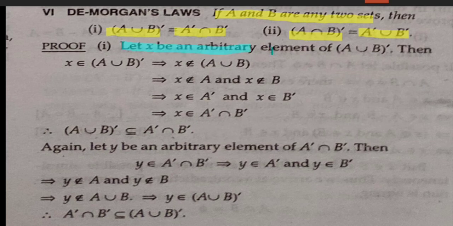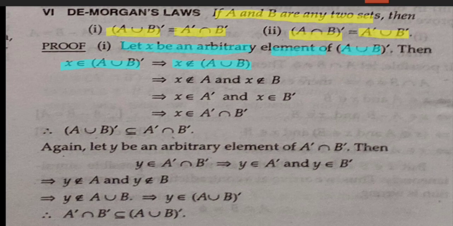Now let us consider the first one. Let x be an arbitrary element of (A union B) whole complement. Then x belongs to (A union B) complement, which implies what? x does not belong to A union B, right? Complement means here the element belongs to the universal set but not to A union B.